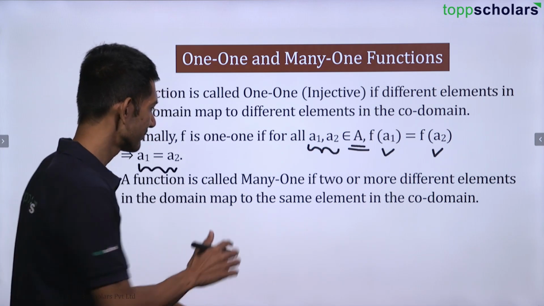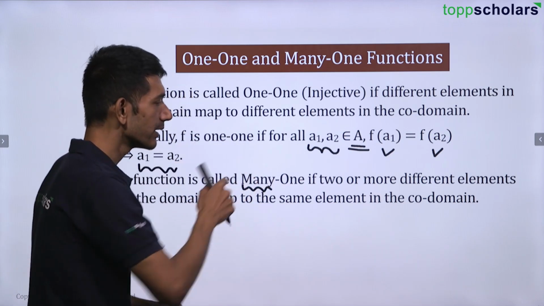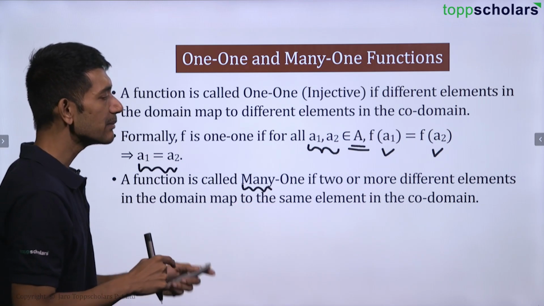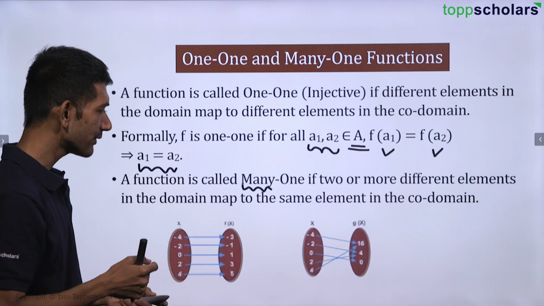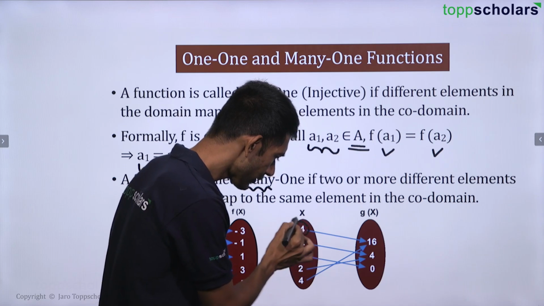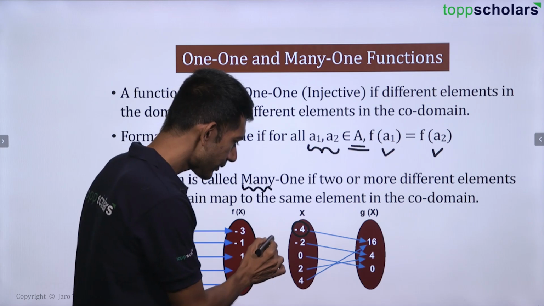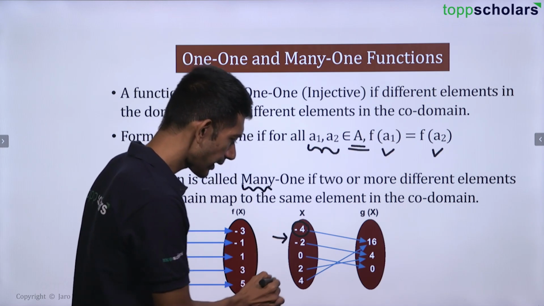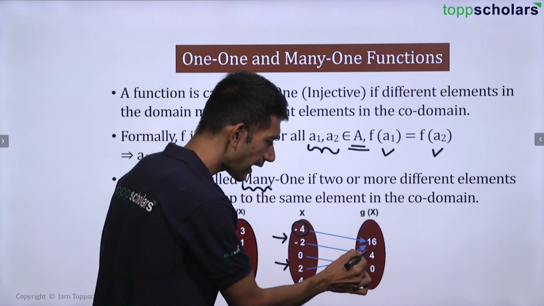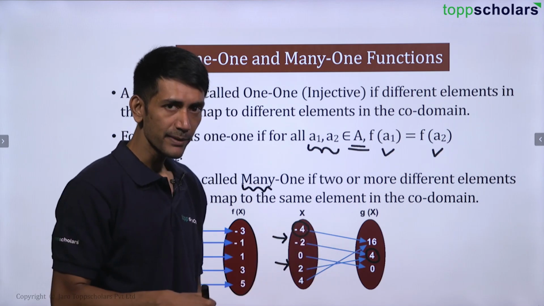A function is called many-1. The name itself is telling many to 1. If two or more different elements in the domain are mapped to the same element in the codomain. We'll have an example of that as well. So, observe this. Here we have minus 4, which is mapped with 16. But if you look at minus 2 and 2, their images are the same, that is 4.